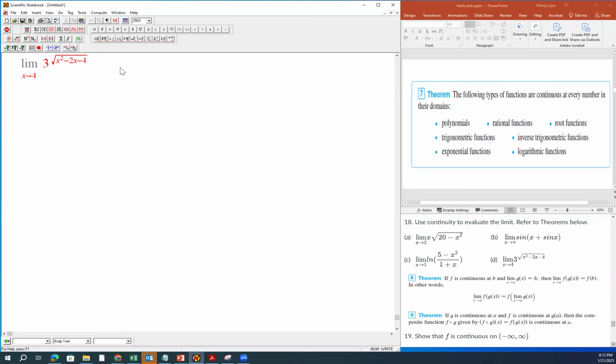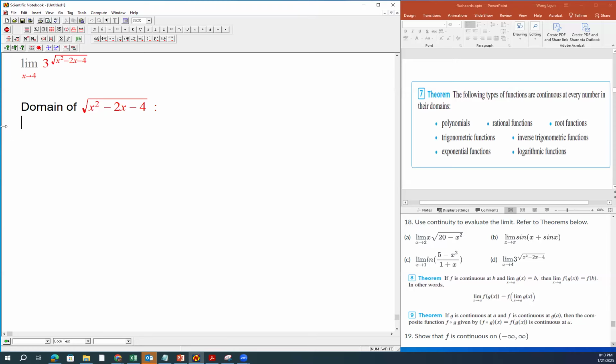The point of interest is 4. So the question is, well, the exponential function is continuous everywhere, right? Exponential function, 3 to the power of something, is exponential. But the power is radical, the square root. So we need to determine the domain of the square root. The domain of the square root function, what would that be? Is 4 in it? That's the question. Is the 4 in it?